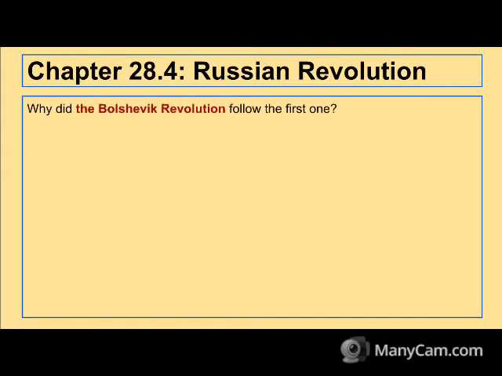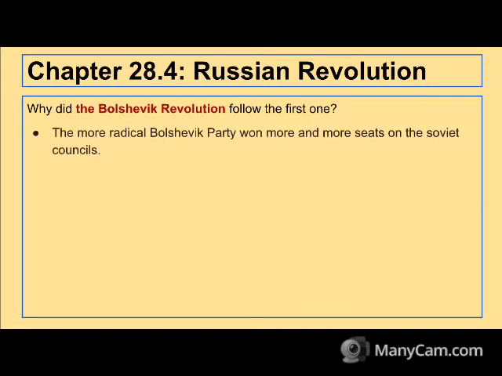Now, there's a second revolution here in this story. The February Revolution that overthrows the Tsar is not the only revolution in Russia. The Bolshevik Revolution, the October Revolution, follows the first one. As time goes on, the more radical Bolshevik Party starts to gain power within those Soviets. With every election that passes, more and more Bolsheviks win seats on the councils, and fewer moderate Mensheviks have that seat and that voice.